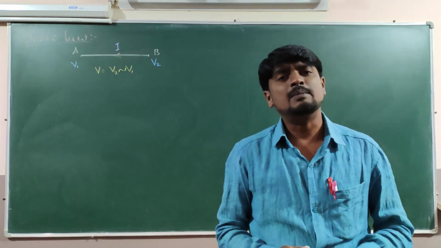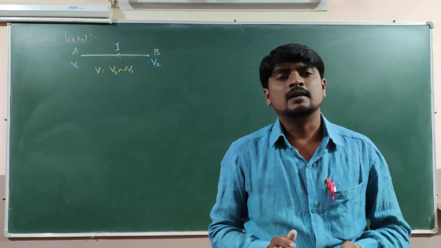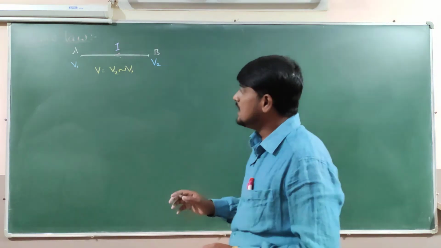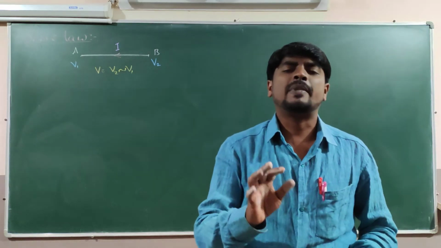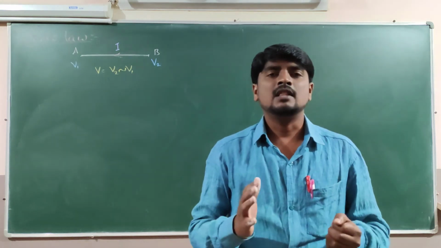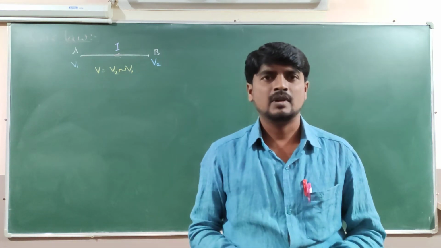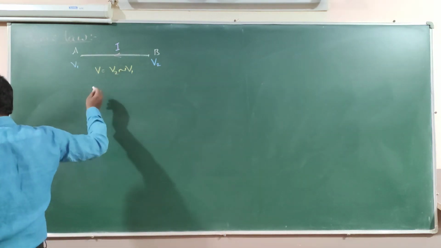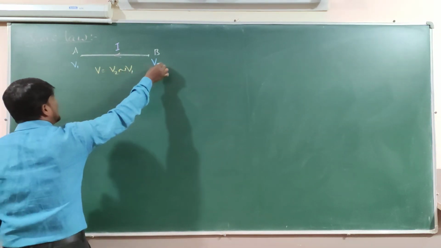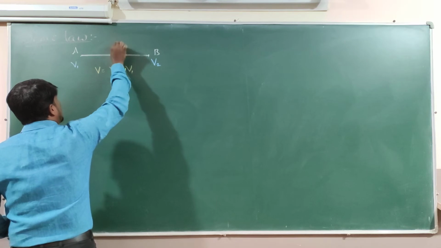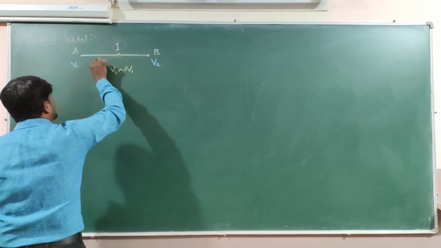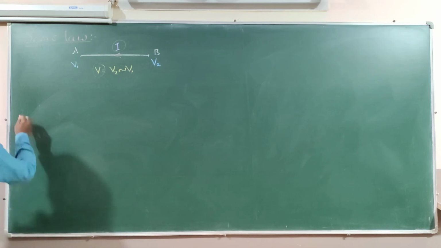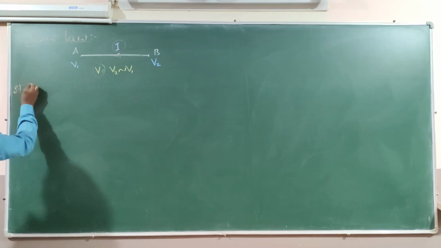So George Simon Ohm, a physicist, thought of this, and he gave very fundamental and basic knowledge to relate the potential difference and the current. What he related: if electric current is flowing through the conductor, then this electric current is directly proportional to the potential difference across the ends of the conductor. So let me write the statement.